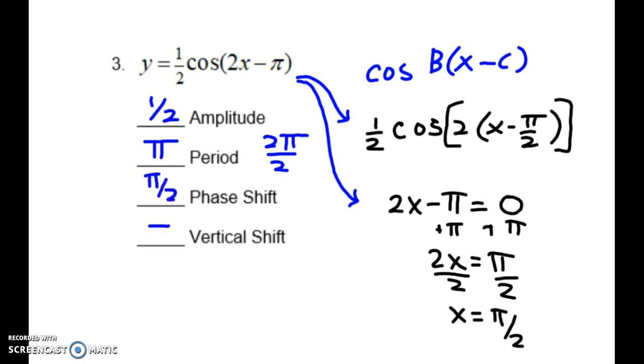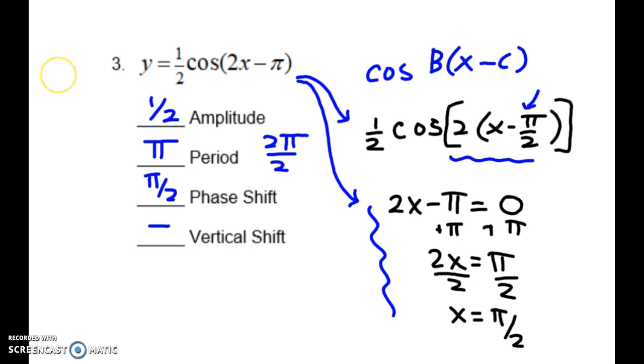and that is my phase shift. I could have, again, either found it doing what I just did, by going ahead and solving, or I could have found it by factoring out the 2 and taking the opposite of what's inside the parentheses.